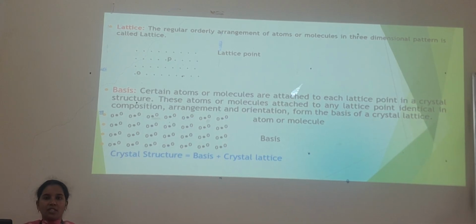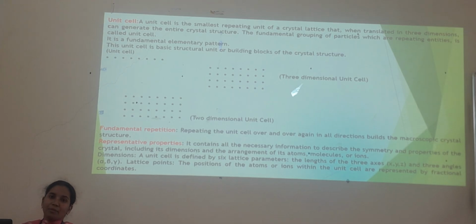Basis means certain atoms or molecules are attached to each lattice point in a crystal structure. These atoms or molecules attached to any lattice point, identical in composition, arrangement and orientation, form the basis of a crystal lattice. So the formula for the crystal structure is: crystal structure equals basis plus lattice. And what do you mean by unit cell?